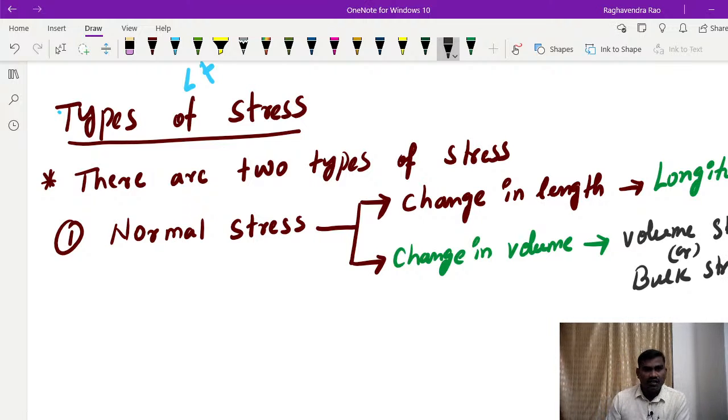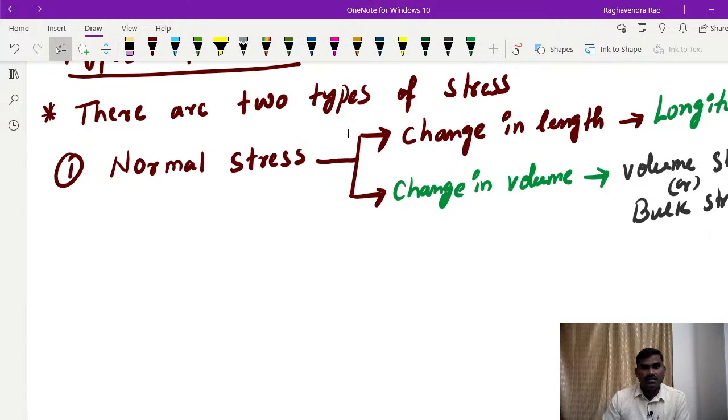So there are two types of stress. First one is normal stress. This normal stress is nothing but a stress which is applied normal to the surface or normal to the area of cross section. This normal stress causes a change in length of a body. That stress is called longitudinal stress. The same normal stress causes a change in volume of the body. Then that stress is called volume stress or bulk stress.